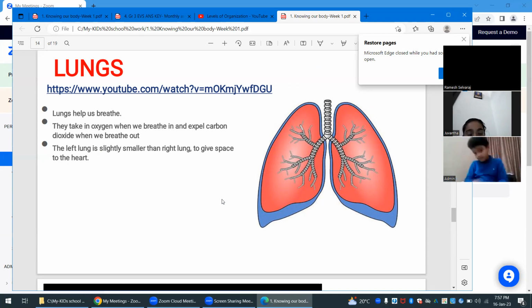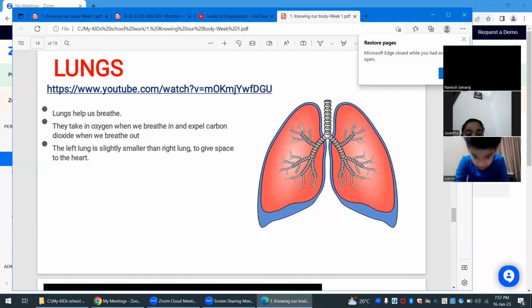Okay. Then next, you see, when we are breathing in, the lungs take in oxygen, and when we breathe out, they expel carbon dioxide. So you have to remember, when you are breathing out, it is carbon dioxide, and when you are breathing in, you are taking in the oxygen. So this could be a question. Someone will ask you, when you are breathing in, what are you taking in? Oxygen. When you are breathing out, what are you expelling? Carbon dioxide.